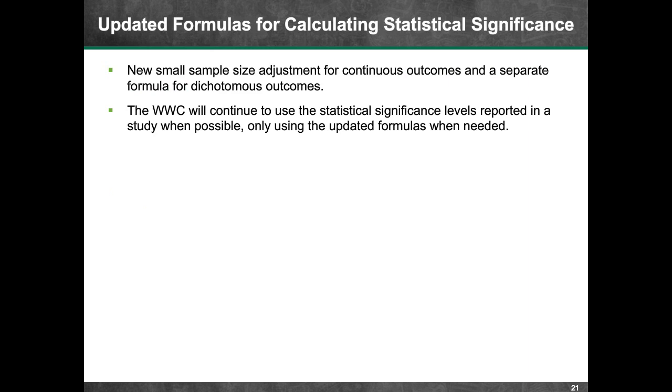Under version 4, we've also updated some formulas for calculating the statistical significance of findings. For continuous outcomes, we've revised the adjustment that we use to adjust for small sample sizes. For dichotomous outcomes, we've replaced the effect size formula based on updated research in the area. The WWC will continue to use study-reported statistical significance when possible, but will use these updated formulas when the significance needs to be computed by the WWC.